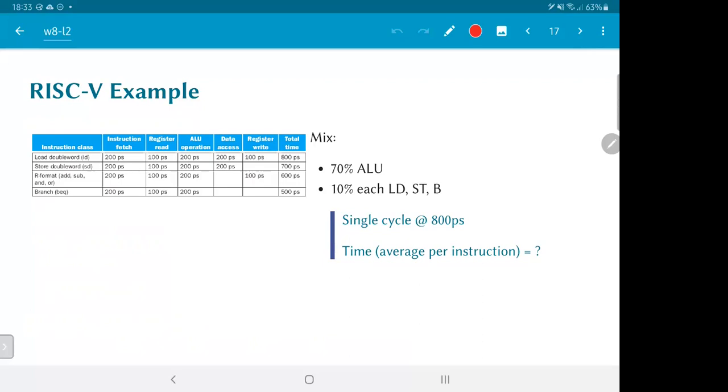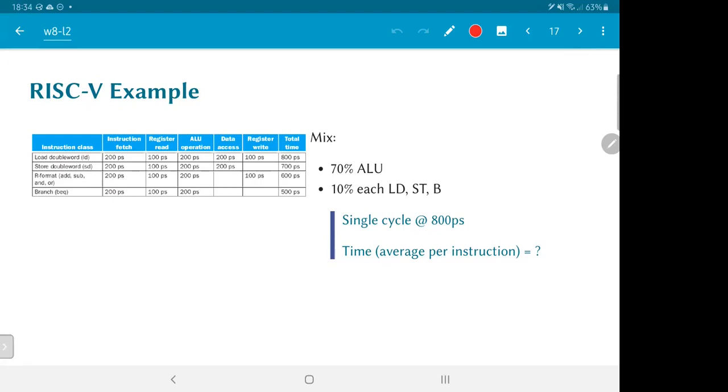For the single cycle implementation at 800 picoseconds, I can ask the question, what would be the total time required for a program? Or alternatively, I could just ask, what is the average time per instruction? Essentially take the program, the total number of instructions in the program, and divide out the total time. The time per instruction is all that we really need in order to compare different possible implementations, provided that our final program is going to remain the same and the instruction mix does not change.